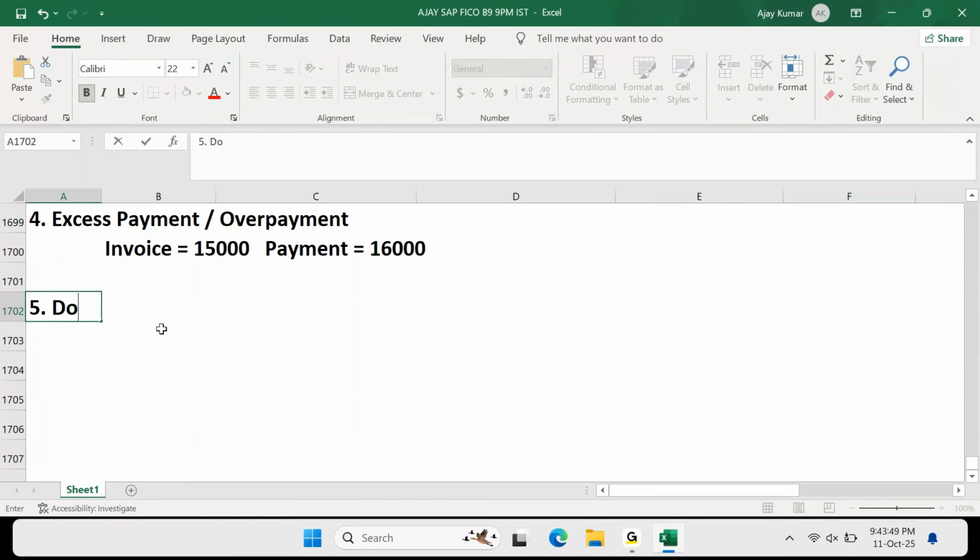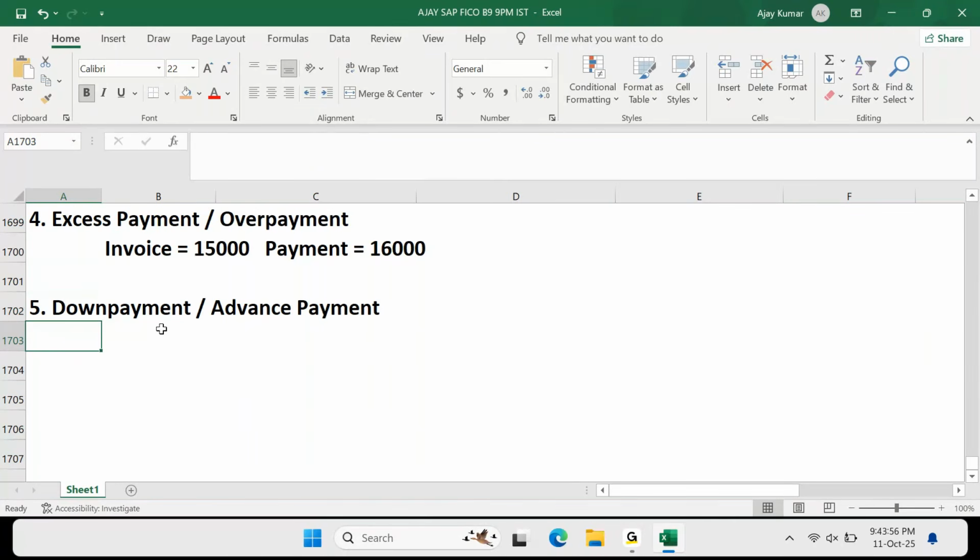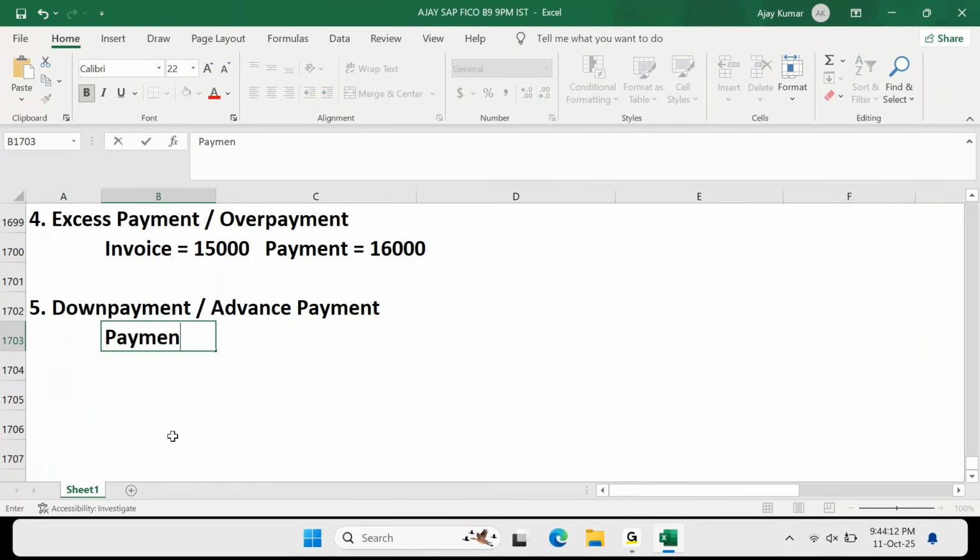Then you will have down payment or advance payment. When you talk about down payment or advance payment, is this processed before invoice or after invoice? Before. Payment made before receiving goods, services, or invoice. Am I correct?